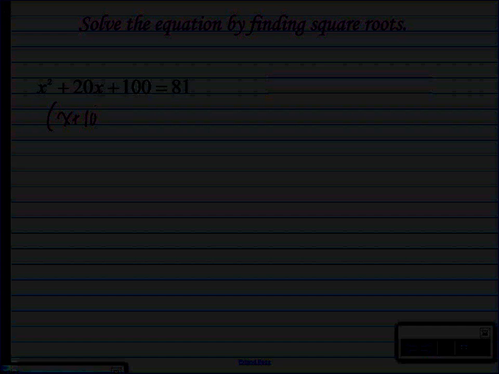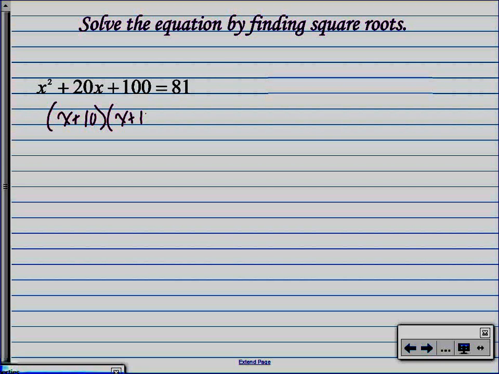We're not going to complete the square yet. We're just going to solve this by finding square roots. In order to do this, I need to factor it. So what does x squared plus 20x plus 100 factor to be? x plus 10 times x plus 10. I can actually write that as x plus 10 squared, correct?